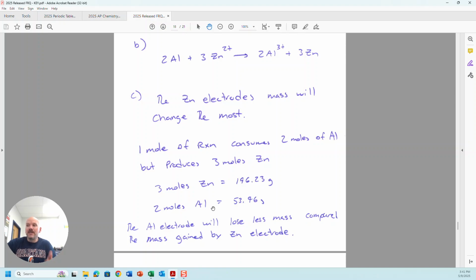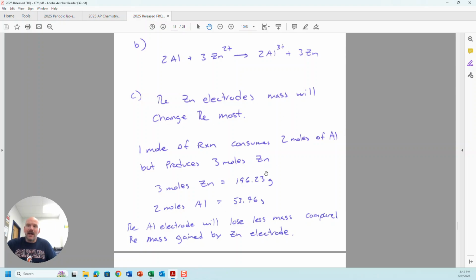2 moles of aluminum times the molar mass of aluminum is only 54 grams. So if 1 mole of the reaction were to occur, the aluminum would lose this much mass, the zinc would gain this much mass. Okay? Now, 1 mole of the reaction can occur, but no matter how much the reaction occurs, the zinc is going to gain more mass than the aluminum lost. Okay? So the aluminum electrode would lose less mass compared to the mass gained by the zinc electrode.